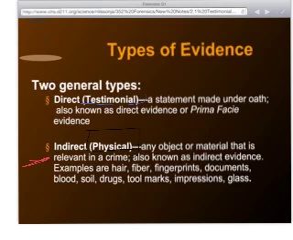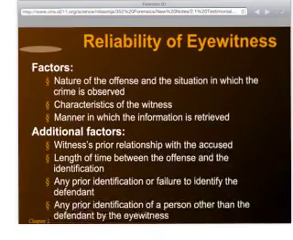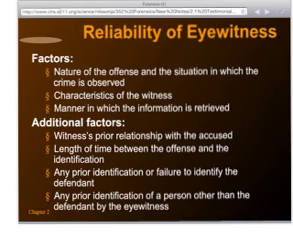Direct evidence, this is testimonial evidence. Okay, this is eyewitness testimonies. Again, the witness, the suspect, the criminal, whatever, stating their case, making a statement under oath. Again, these are not always reliable. The reasons that eyewitness testimonies are not reliable, some factors: the nature of the offense, the situation in which the crime was observed, things like, was it foggy out? If it was raining, if it was nighttime, that's obviously going to cause a big difference in eyewitness testimonies. Characteristics of the witness themselves.